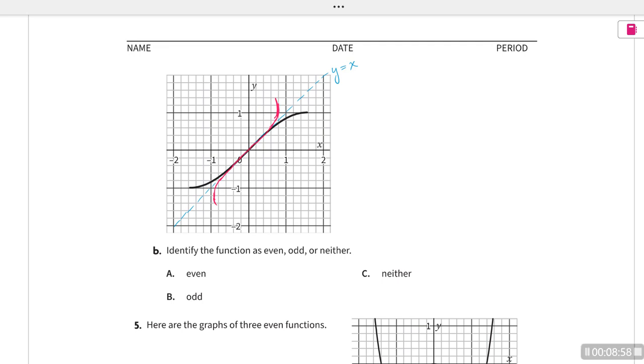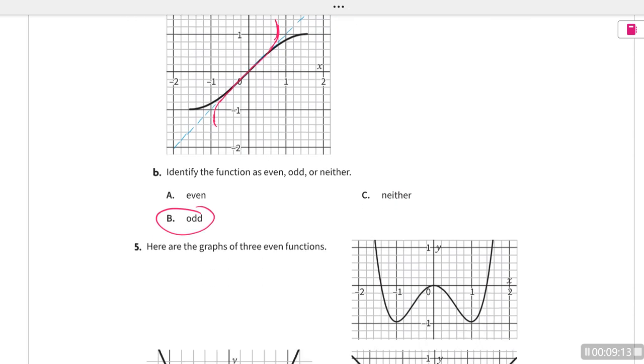If we look at this original function, it exists in quadrants 1 and 3. So if I were to flip it over the y-axis and then flip it over the x-axis, it would still exist in those quadrants 1 and 3, which makes it odd.